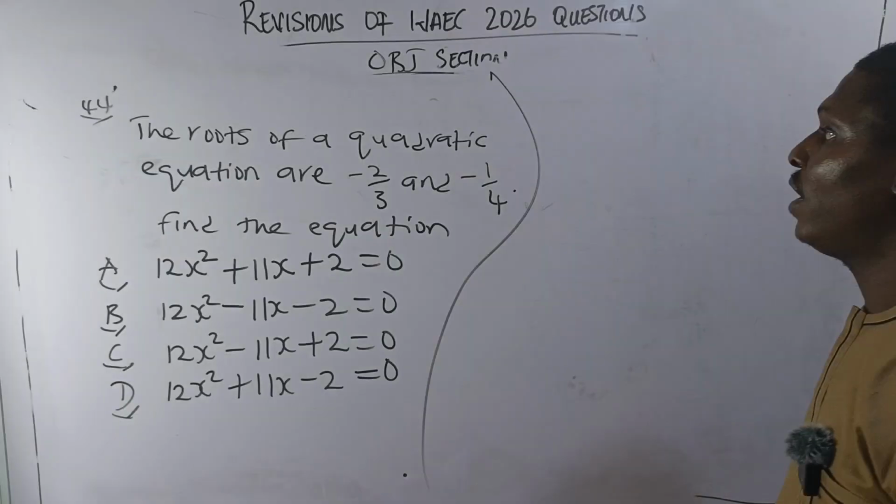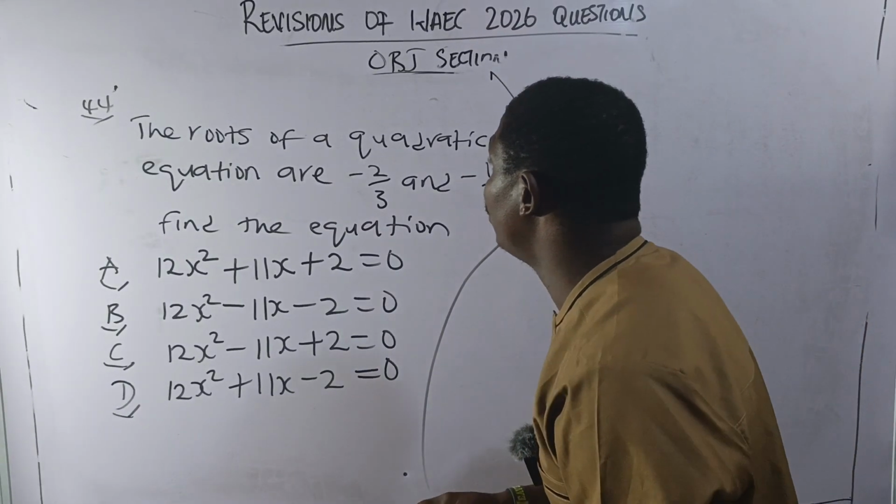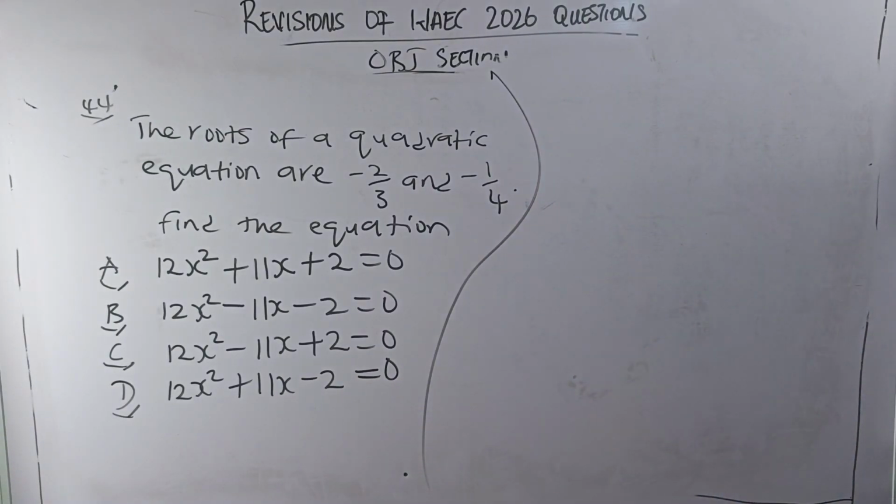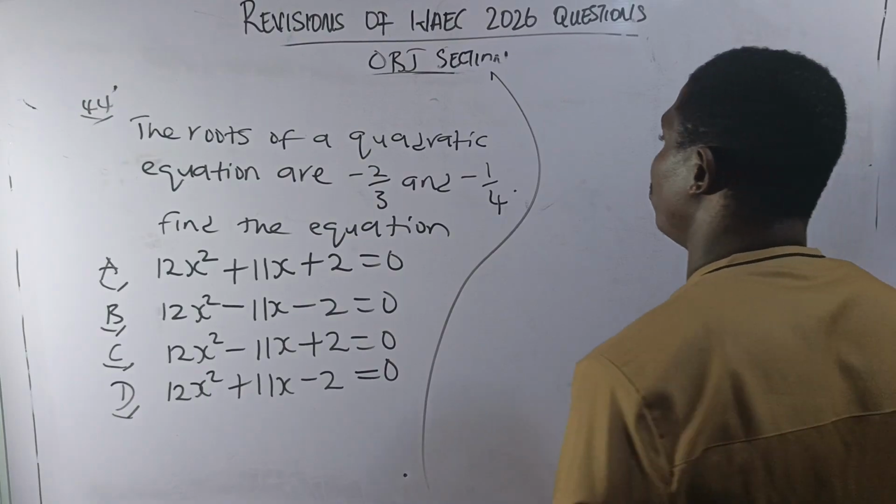Thank you. We have a question. It says the roots of a quadratic equation are minus 2 over 3 and minus 1 over 4. It says find the equation, and these are the options.